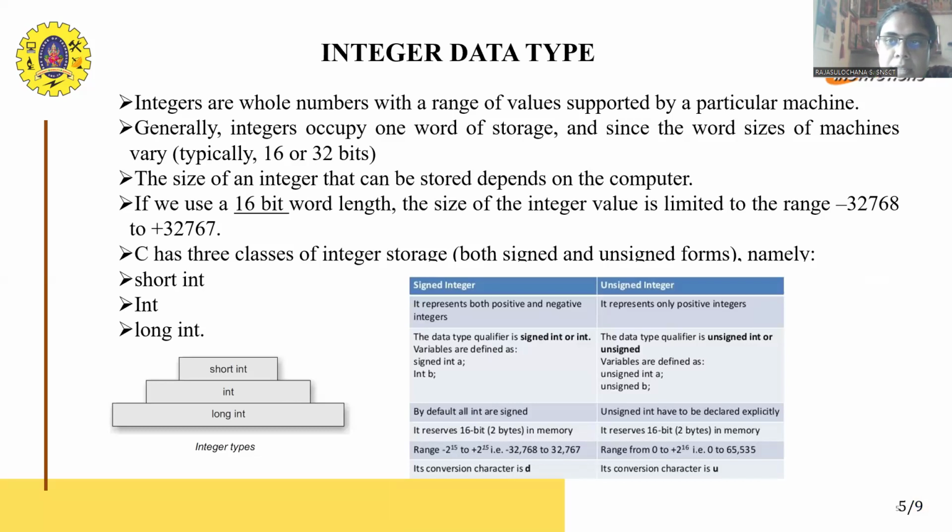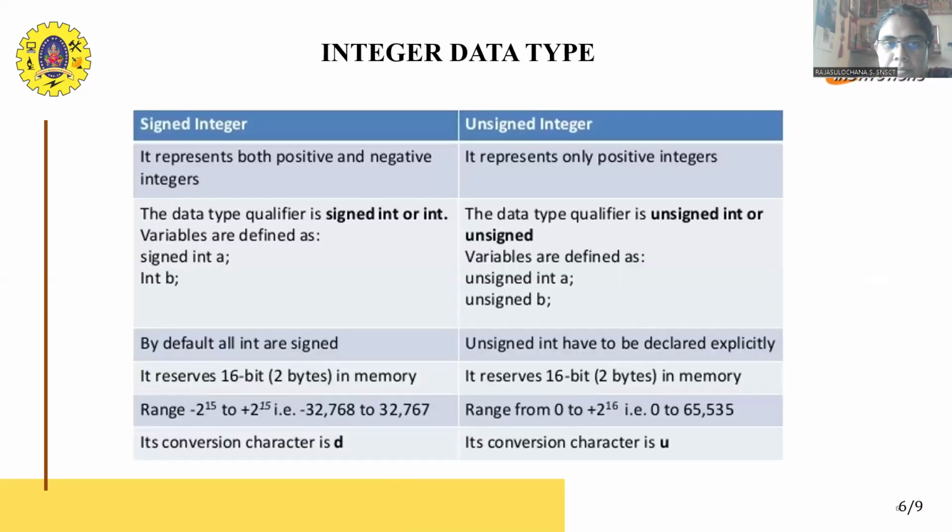So integers are whole numbers with a range of values which are supported by a particular machine. It occupies one word of storage, and since the word size of machines varies, the size of an integer that can be stored depends on the computer. If we use a 16-bit word length, the size of the integer is limited to minus 32,768 to plus 32,767. It has three classes of integer storage for both signed and unsigned forms: short int, normal int, and long int.